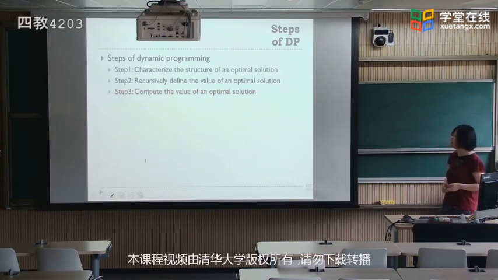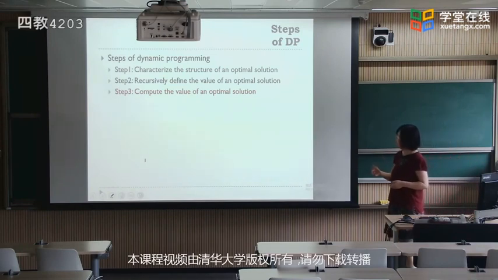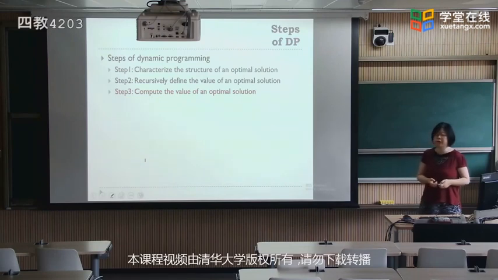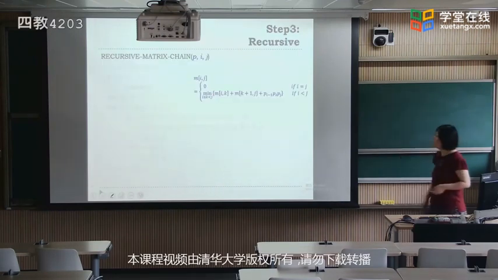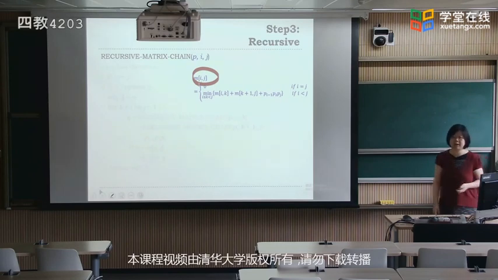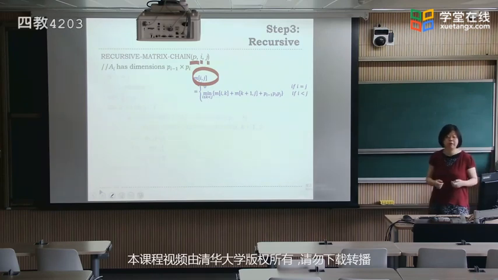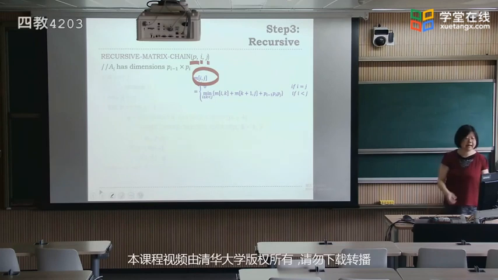Step number 3. Now we have a recurrence and we want to compute the value of this optimal solution. And how? Now let's write a recursive function to calculate this recursive relationship. Okay, the input here is the dimension array and i and j. That means we want to solve the subproblem from Ai, and Ai has dimensions p(i-1) and p(i).